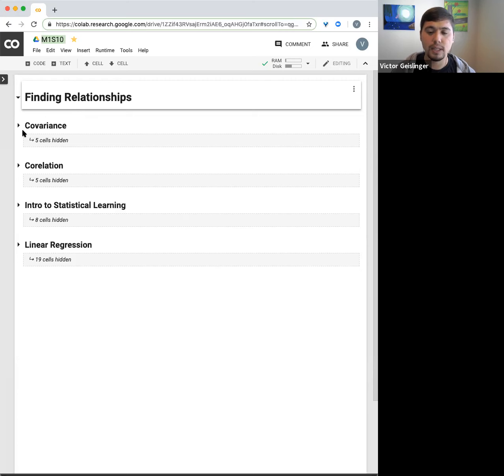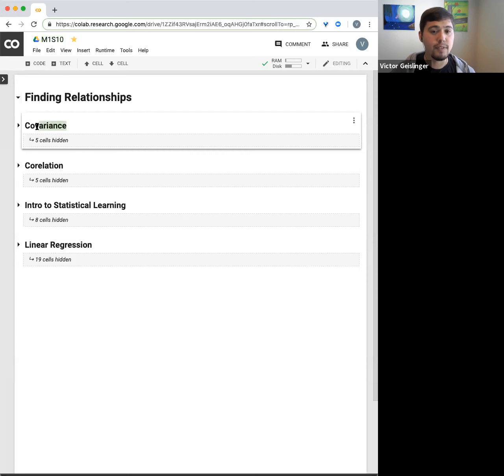So the first thing we can go into is something called covariance. As you might guess, covariance plays off of variance, and variance relates to standard deviation. Can someone remind us what standard deviation or variance is explaining? What does it summarize?